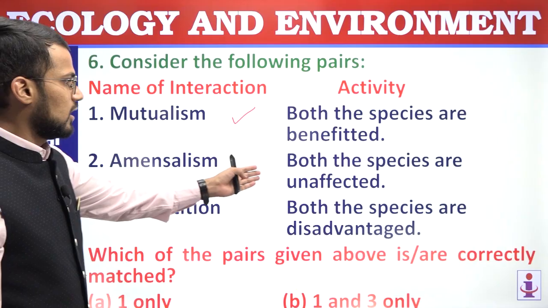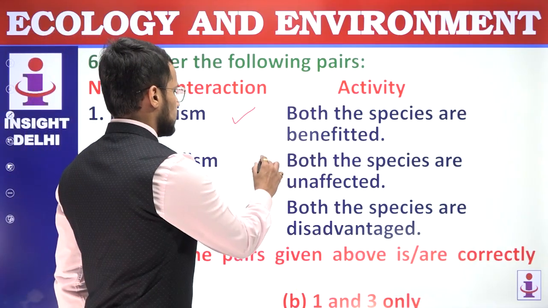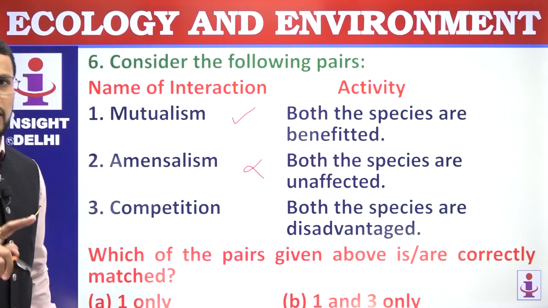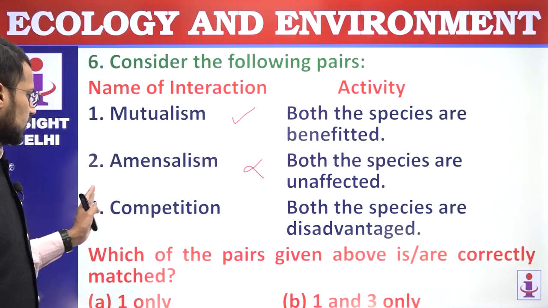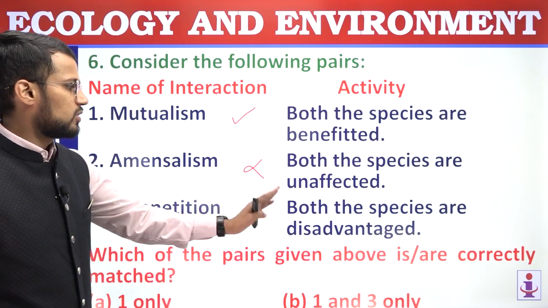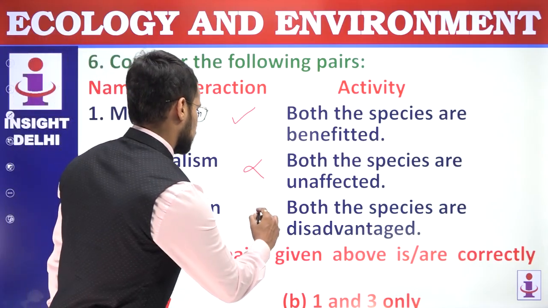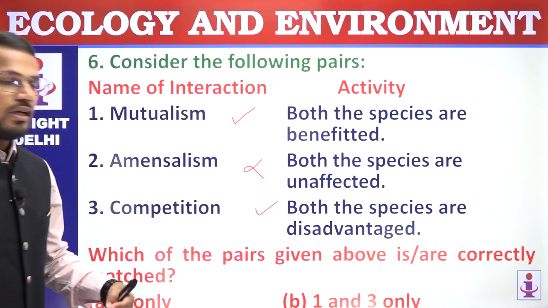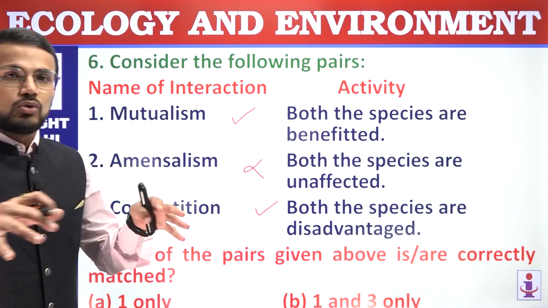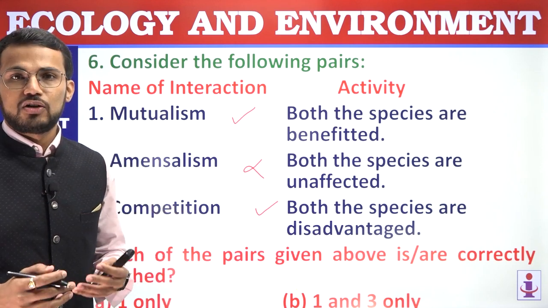And its explanation is that both the species are unaffected, which is incorrect. One species is affected, one is not affected. In competition, what happens? Both the species are at a disadvantage. So this is correct. In competition, both the competing species are at loss.